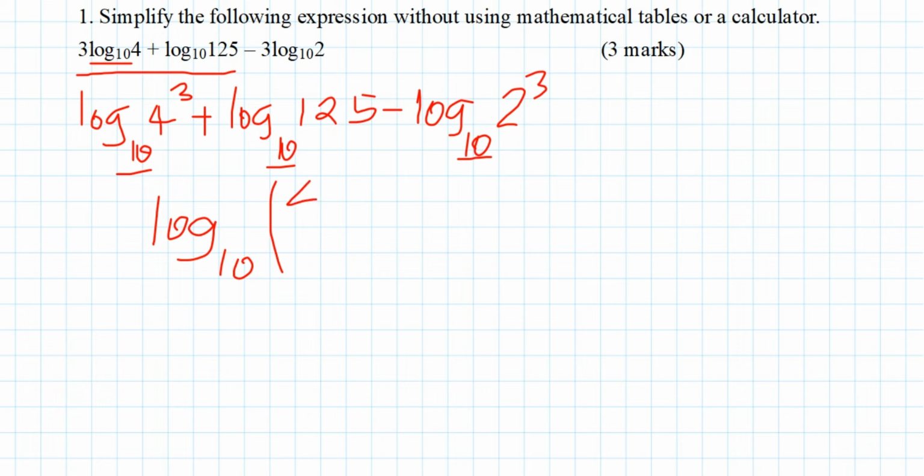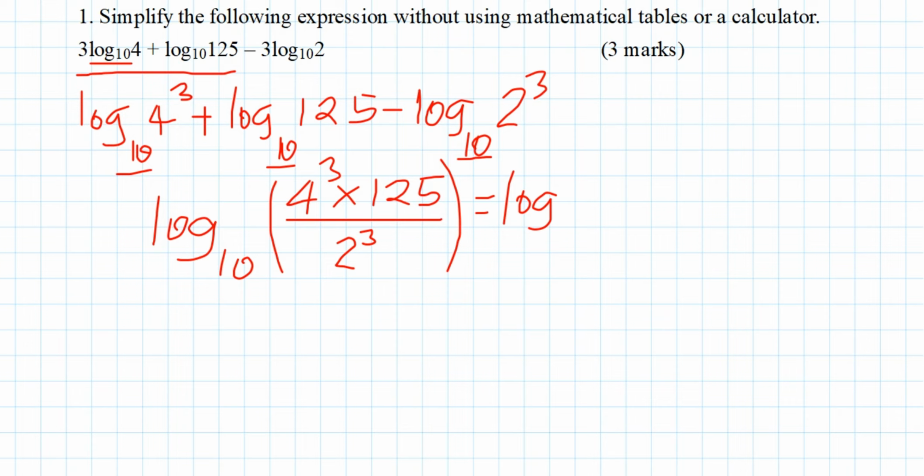So we take 4 to power 3 multiplying 125, since the two logs were being added. Then all this we divide by the subtracted log, where the number is 2 to power 3. And so in this case, this is going to be the log to base 10. 4 to power 3 is 64. So we multiply by 125, and then we divide by 8.